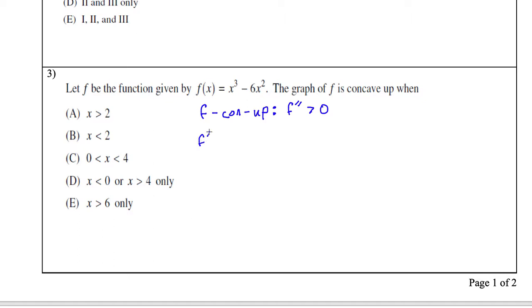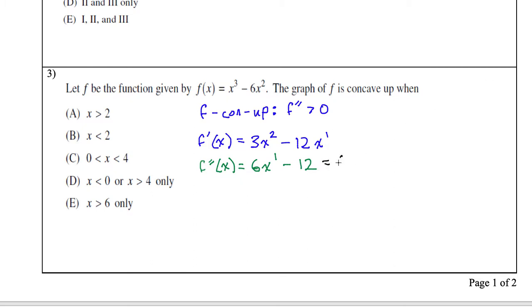So f prime of x is going to be equal to, the 3 comes down, and it's going to be 3x to the power of 3 minus 1, which is 2, minus 2 times 6 is 12, comes down a power to the power of 1. Now I need to take the derivative yet again, so this is going to be f double prime of x. F double prime of x is now equal to 2 times 3 is 6x to the power of 1 minus 12. All right, so from here, I need to find where it's concave up, so I'm going to factor this, set it equal to 0, and find where it's positive and negative.